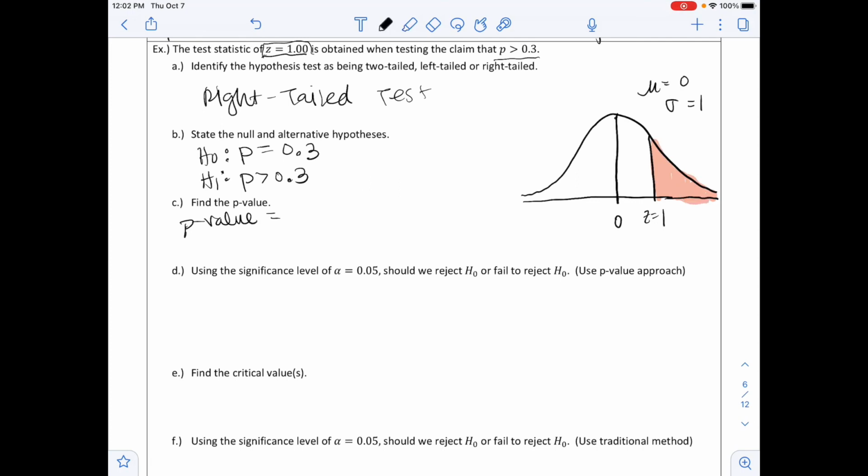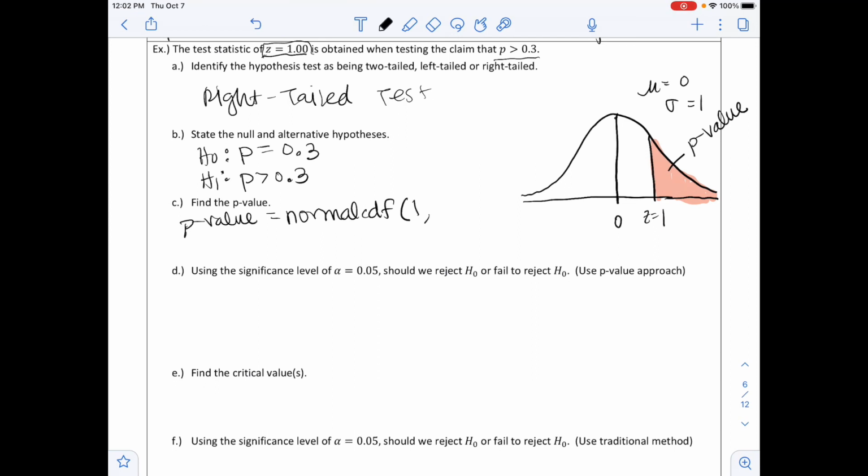And this area here would be our p-value. So our test statistic is z equals 1, and anything more extreme than that would be that p-value. And so to calculate this, we're going to use normal CDF, since this is a normal distribution. And our starting value is going to be 1.